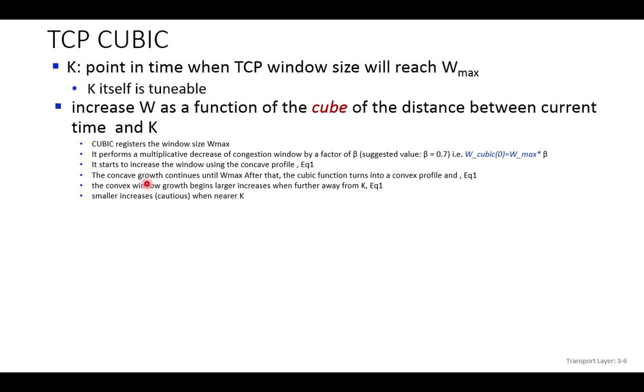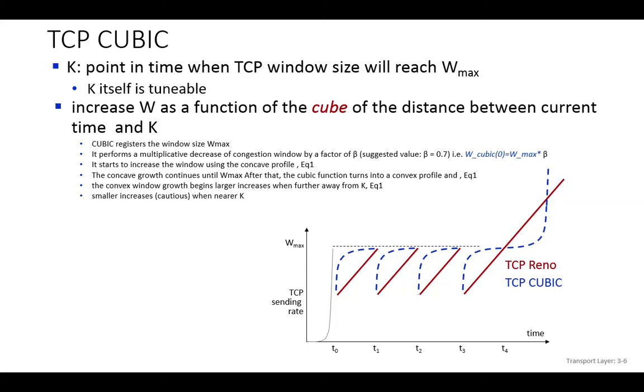After this it starts to increase the congestion window depending upon equation number 1. This concave growth continues until the congestion window reaches the maximum saturation value.